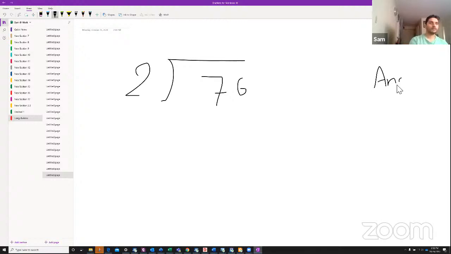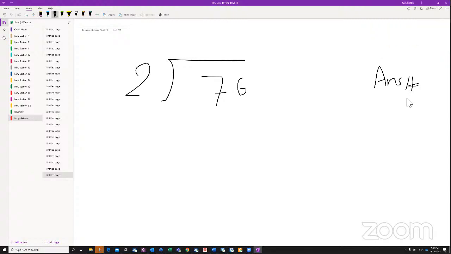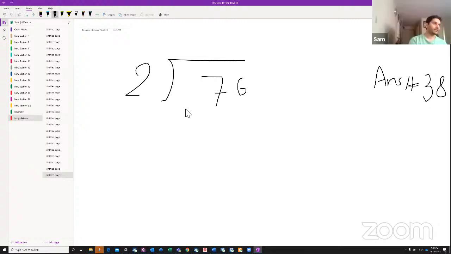Let's see if we can get the answer for this one. 38. 38. Let's see if that's the right answer. Okay. So we have a 76. So we're going to do one at a time. So the first digit is 7. So for the 7, you divide 7 by 2, it's going to be 3. 3 times 2 is going to be 6. Then you have 7 minus 6 going to be 1.